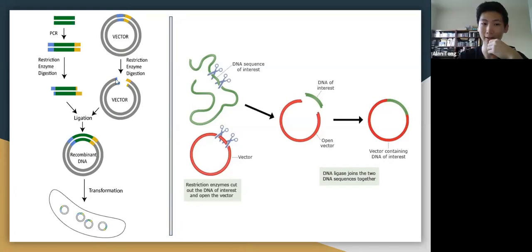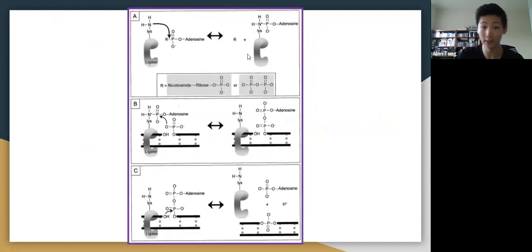Right, exactly. If this vector here recircularized, that's not good, because we want our gene inside of that place. We don't want it to recircularize. So there are ways to get around that, and I'll get to that in a bit. But for now, here's again the mechanism. So you can see how your ligase, you want to fuse them together. How do we fuse it?